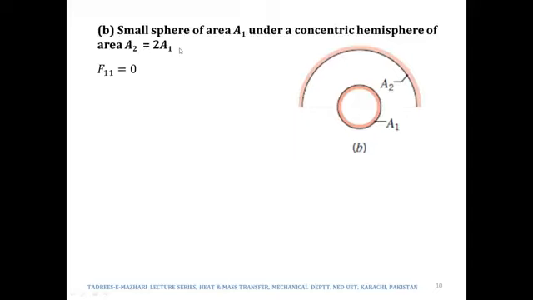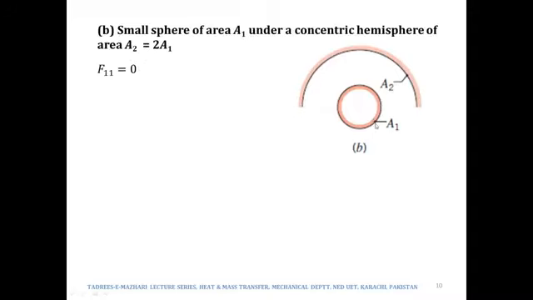Let's take part B as well. Again, the problem is the same. We have to find out F12 and F21. In this case, we are given a small sphere of area A1 under a concentric hemisphere of area A2. So we have this small sphere of area A1 placed under a concentric hemisphere, which means they both have the same centers. This A2 is not the complete sphere, rather it is half the sphere only, such that A2 is equal to twice A1.